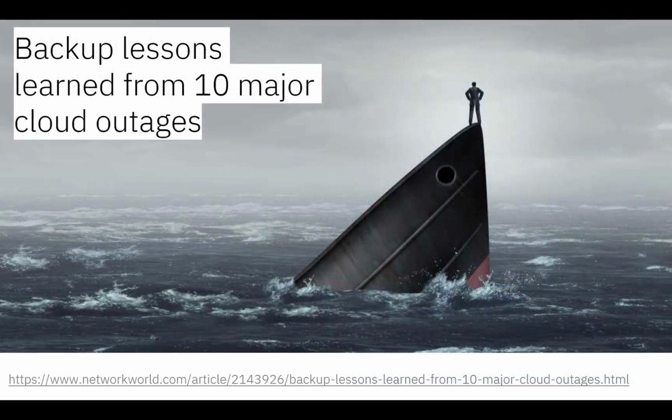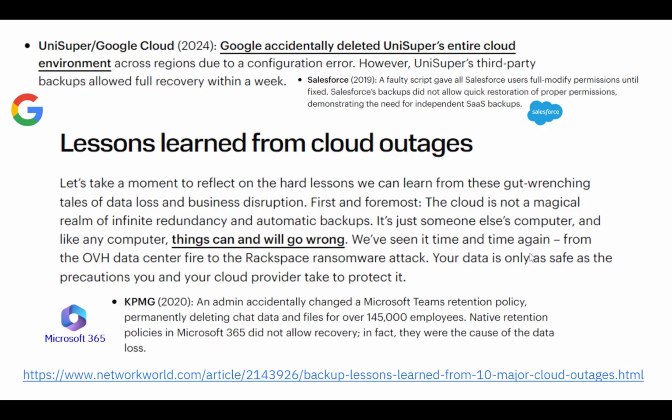There's been a number of articles published recently, this one from Network World, that has centered around data vulnerabilities. How safe is your data in the cloud? Well, it turns out not very safe, because things can and will go wrong. If we think locally rather than globally, UniSuper in 2024, that's this year, found that Google had accidentally deleted its entire cloud environment. Fancy that. Your public service provider has deleted everything.